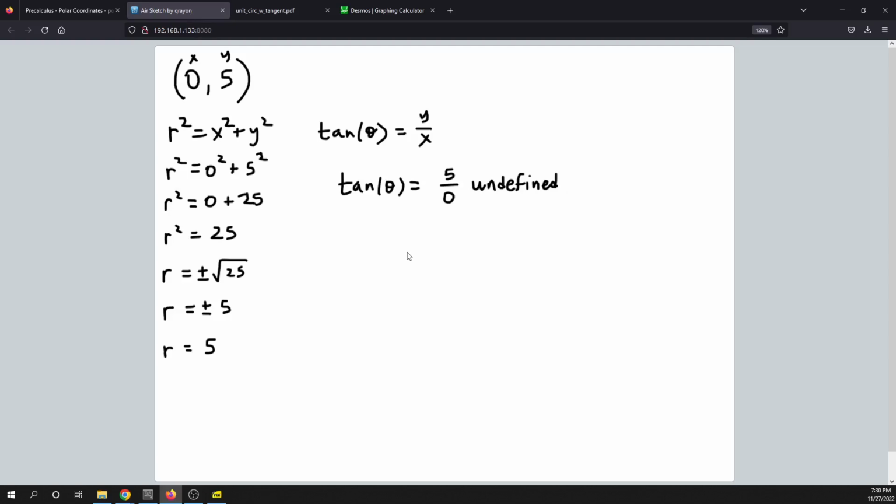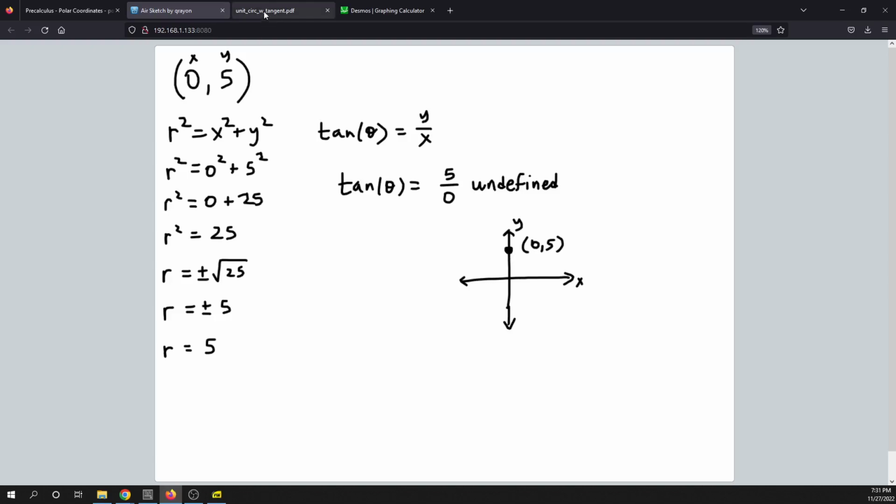So now the question is, which one is it? Is it pi over 2 or 3 pi over 2? And for that, you are going to just draw the point out where it would be located in the Cartesian coordinate system. So we have x here and y here. So our point is 0, 5. So I would go 0 units in the x direction and then 5 in the positive y direction. So the point 0, 5 is going to be up here in the positive y direction.